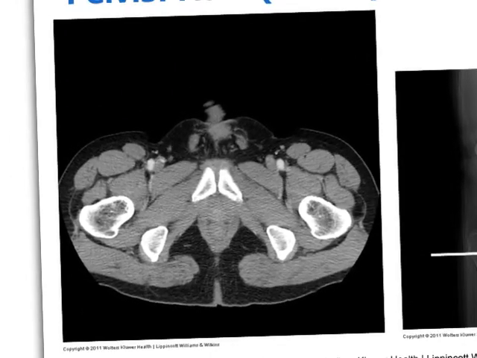Okay, continuing on with the male pelvis. We can visualize the penis here. These structures here are spermatic cords. Right in here we have the left femoral artery. And right next to it we have the left femoral vein.